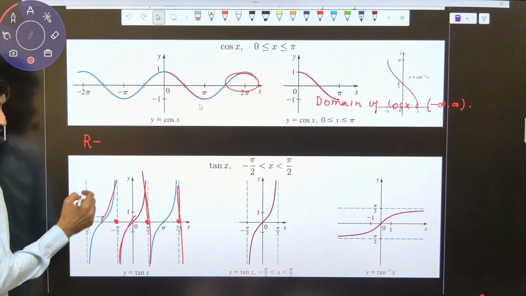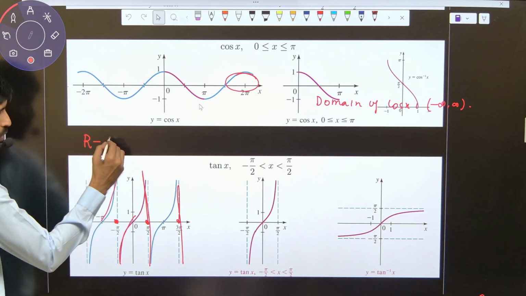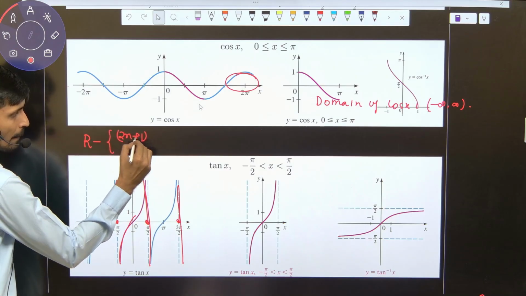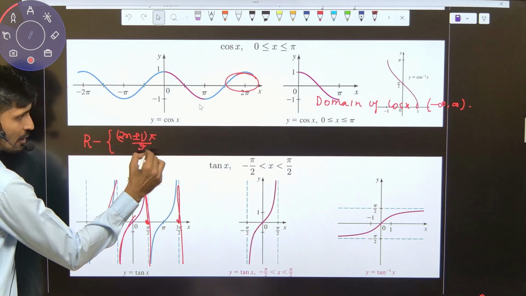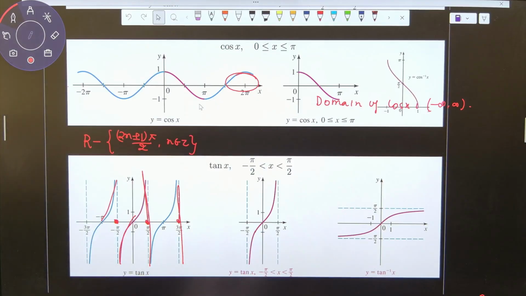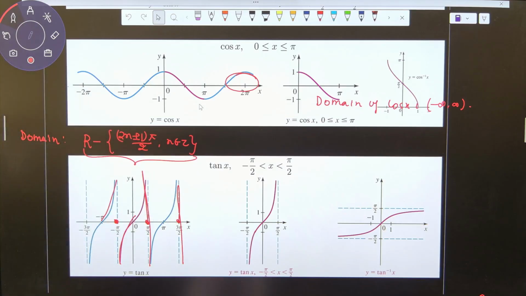or tan x is continuous at all the points except minus pi by 2, plus pi by 2, 3 pi by 2. And how do we write? R minus {(2n+1) pi by 2}, where n belongs to Z. Z means integers. I can write I also, I can write Z also. So this is the discussion of the domain of tan x. So for these points, tan x will be continuous.